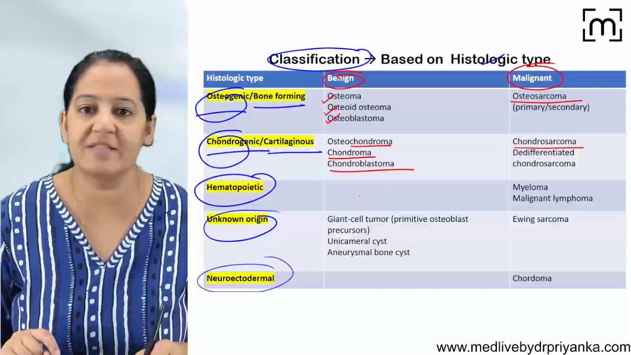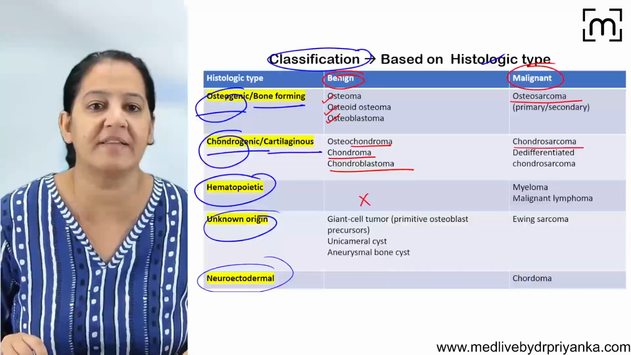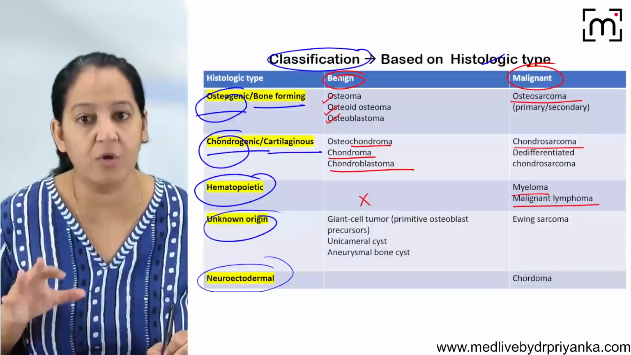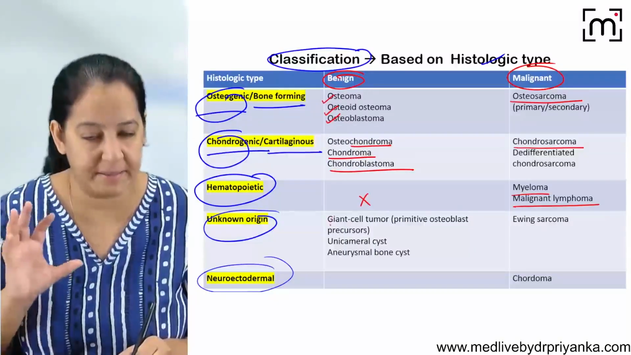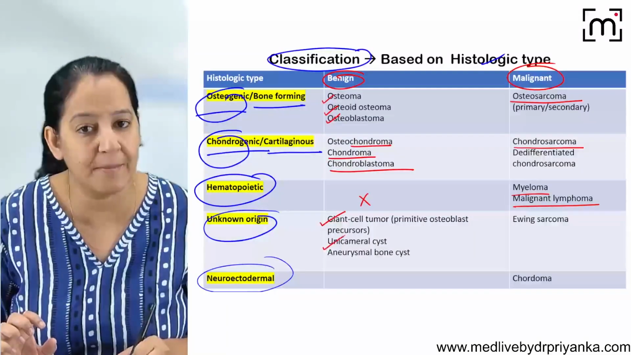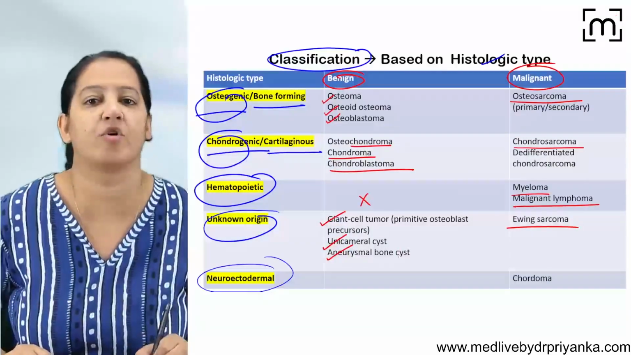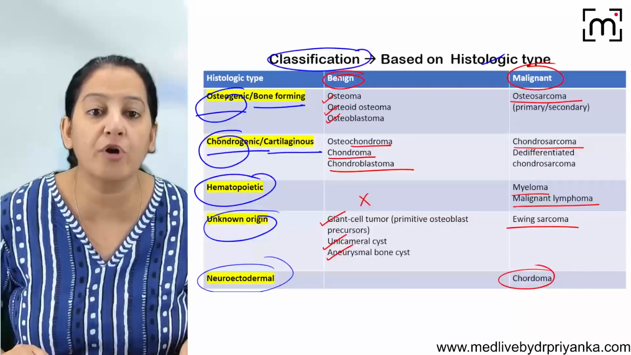In the hematopoietic, there is no benign tumor, only malignant tumors are there, that is myeloma and malignant lymphomas. These are hematopoietic in nature. Among the unknown origin, in the benign tumors, we have giant cell tumor, simple bone cyst, and aneurysmal bone cyst. Among the malignant category, we are having Ewing sarcoma, and in neuroectodermal, it's chordoma.